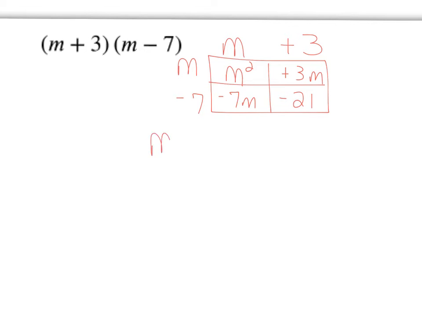So I write my squared term first. Then I notice that my negative 7m plus 3m is negative 4m, and then minus 21. Notice that the product of the 2 binomials gave me a trinomial.